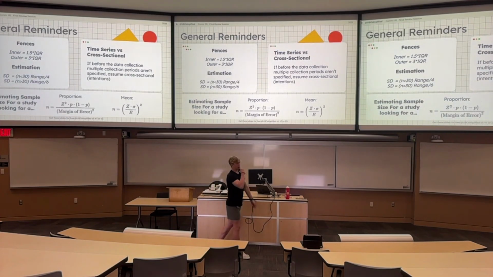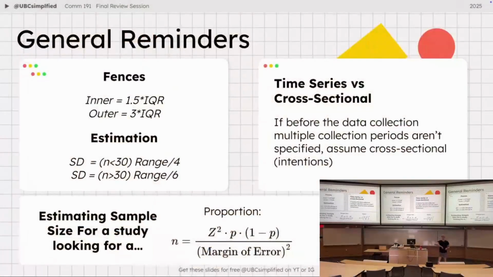A few more. Fences are for determining outliers from the box plots. We talked about that last time, but there are 2 different ones we want to touch on, the inner and outer fence. The inner fence would be 1.5 times the interquartile range, IQR, and the outer one's just going to be 3 times that, so double that.